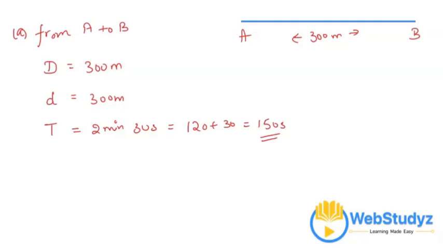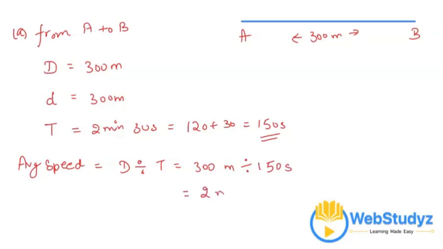Now we have to calculate the average speed, whose formula is given by the total distance covered divided by the total time taken. That is 300 meters divided by 150 seconds. And on doing mathematical calculation, we get the answer as 2 meters per second.